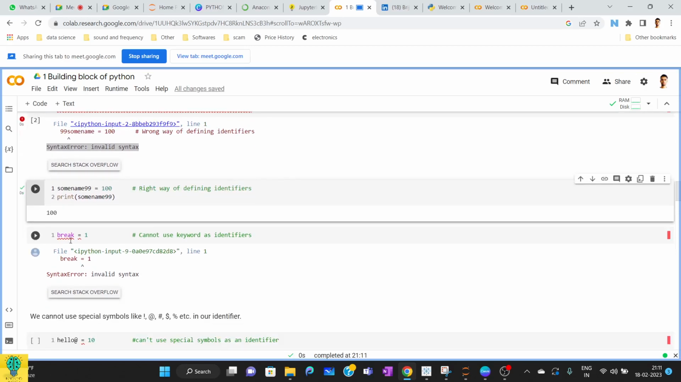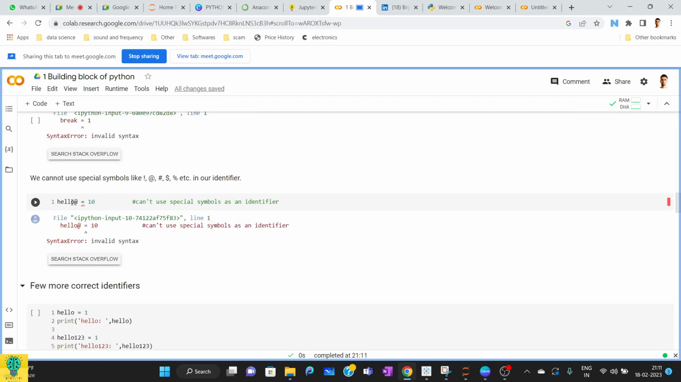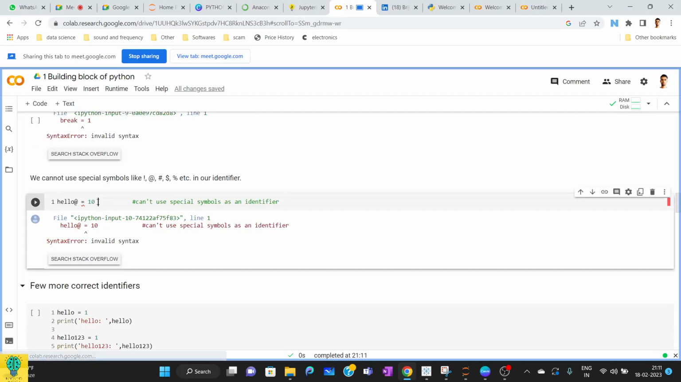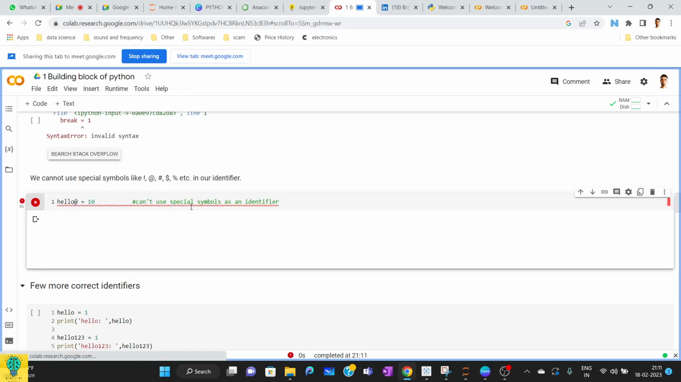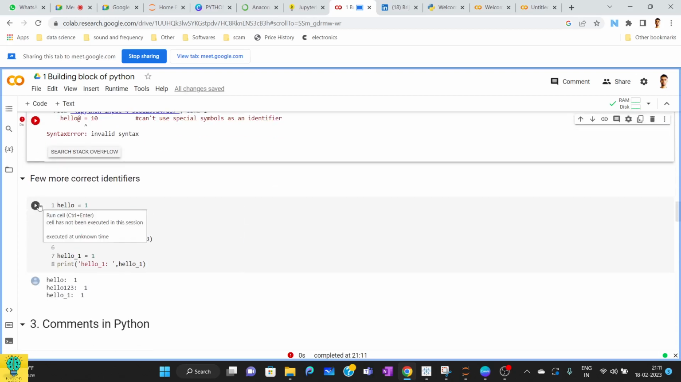Similarly, break is a keyword, we cannot use it as an identifier, so it gives an error here. Now special symbols, as I said, we cannot use at the rate, we can only use underscore, nothing else. So if I write hello at the rate is equal to 10, this is going to give us a syntax error. You see, it is going to give us a syntax error. Now let's see this one. I have written hello is equal to 1. So it is just plain what?